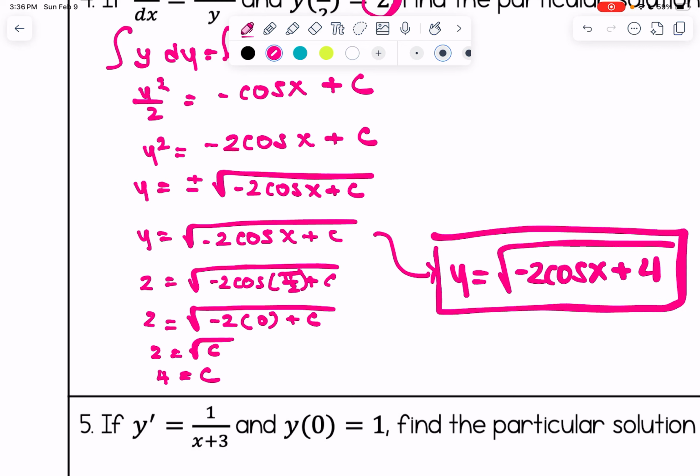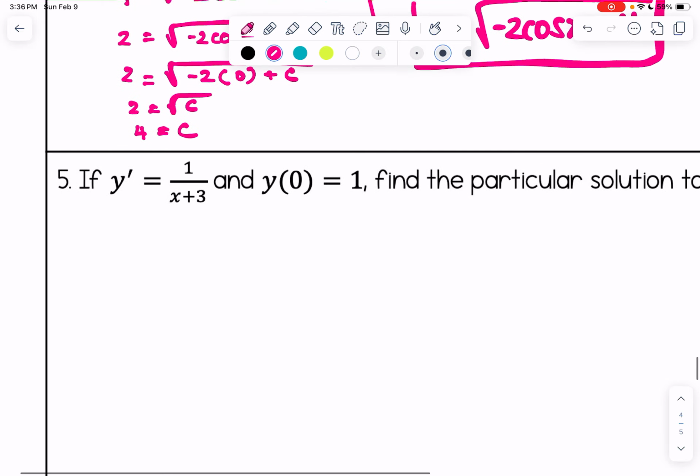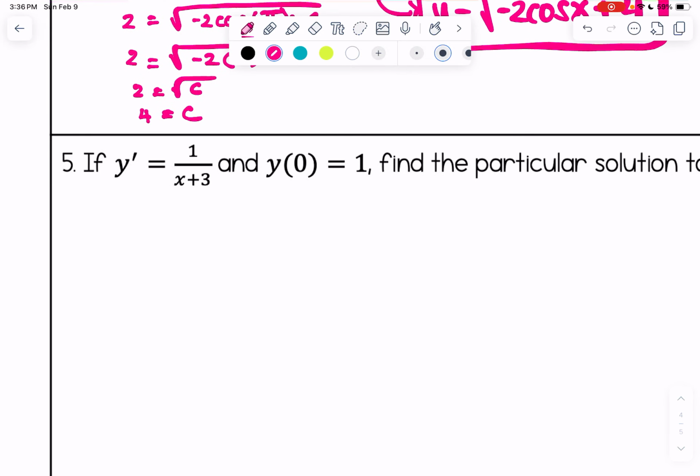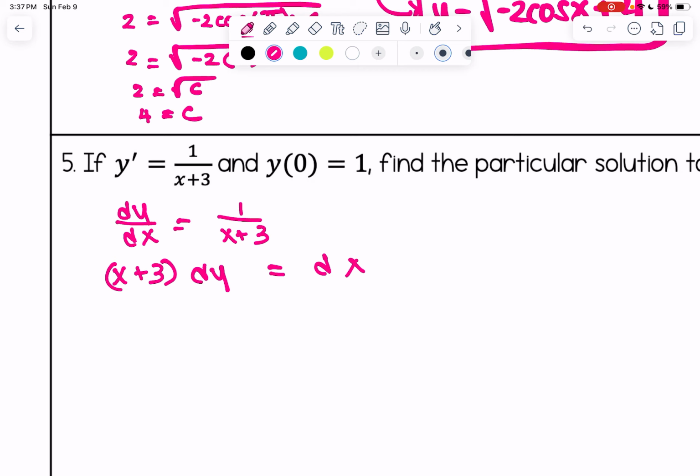All right, one last question on particular solutions. In this problem, we have if y prime equals 1 over x plus 3. So if you remember back from when we've learned implicit differentiation, that is the same thing as writing dy/dx. So if you prefer the dy/dx format, which I do, you can simply rewrite that. And now I'm going to cross multiply. So I have x plus 3 times dy equals dx.